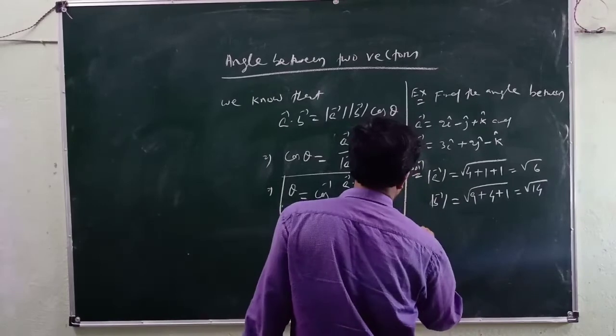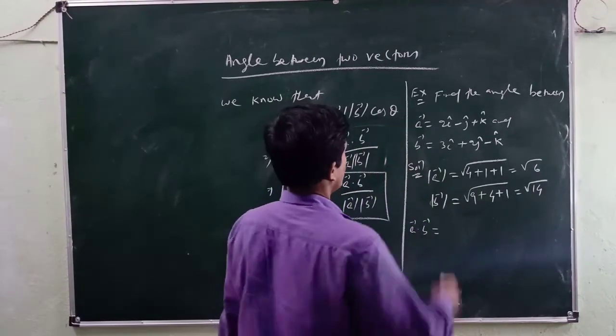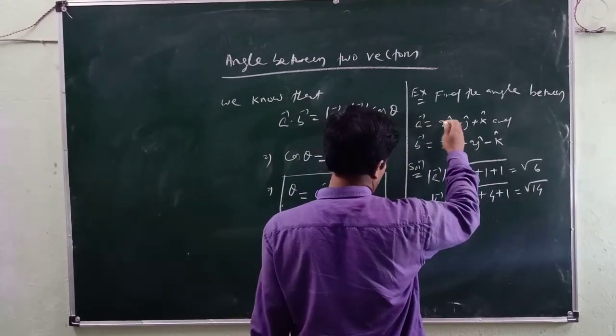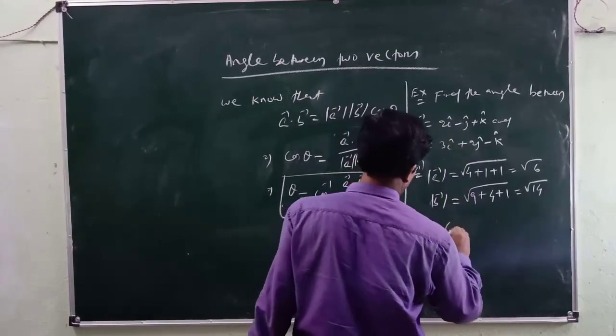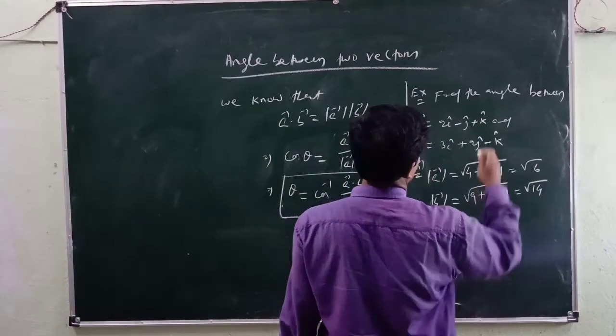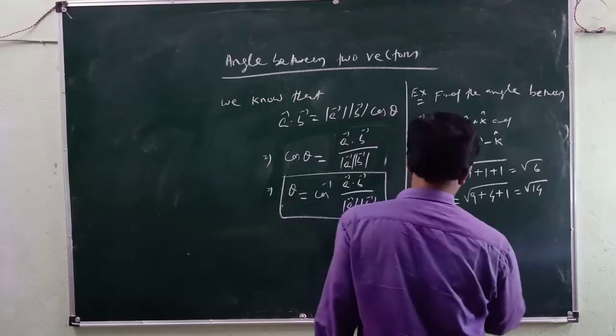Then you find what will be the scalar product of A and B. Look, when you find the scalar product, here coefficient of i, here coefficient of i. We find this product: 2 into 3, it will be 6. Then here minus 1 into 2, it will be minus 2. Then 1 into minus 1, it will be minus 1. So it will be 3.